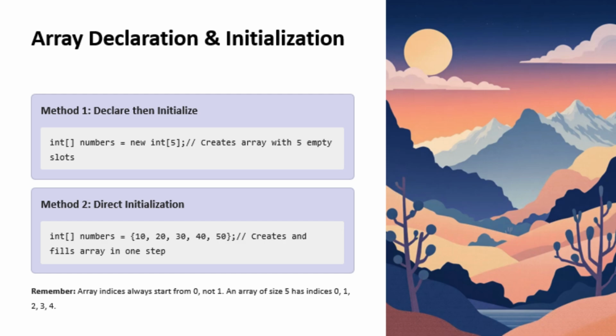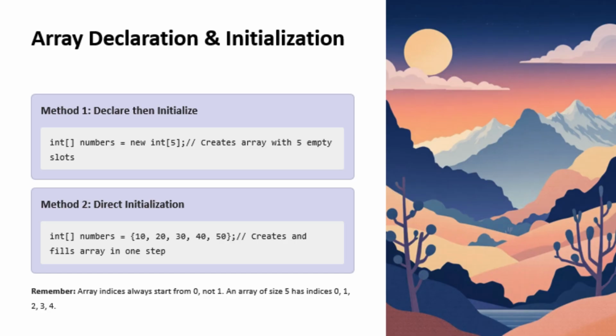Now let us talk about how to declare and initialize arrays in Java. Declaration means telling Java that we want an array of a certain type. For example, integer type of numbers. This is just a declaration of an array variable that can hold integers, but memory is not yet allocated.